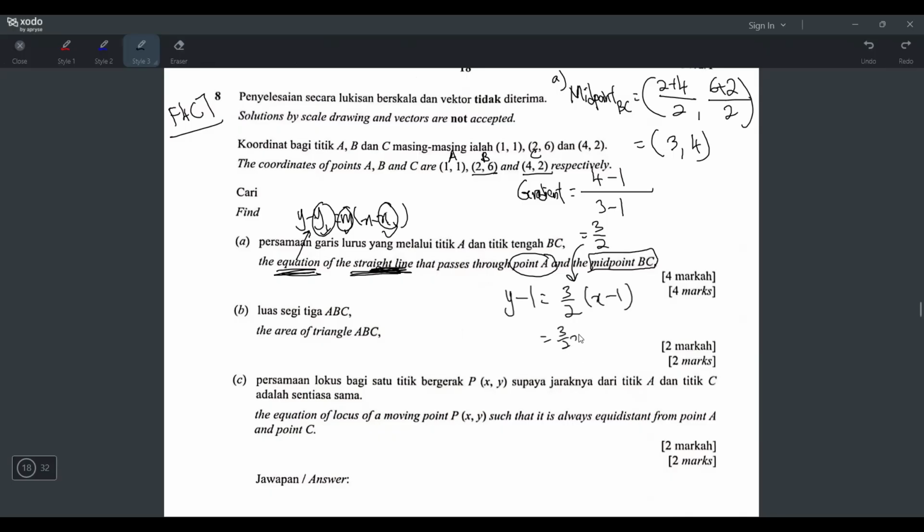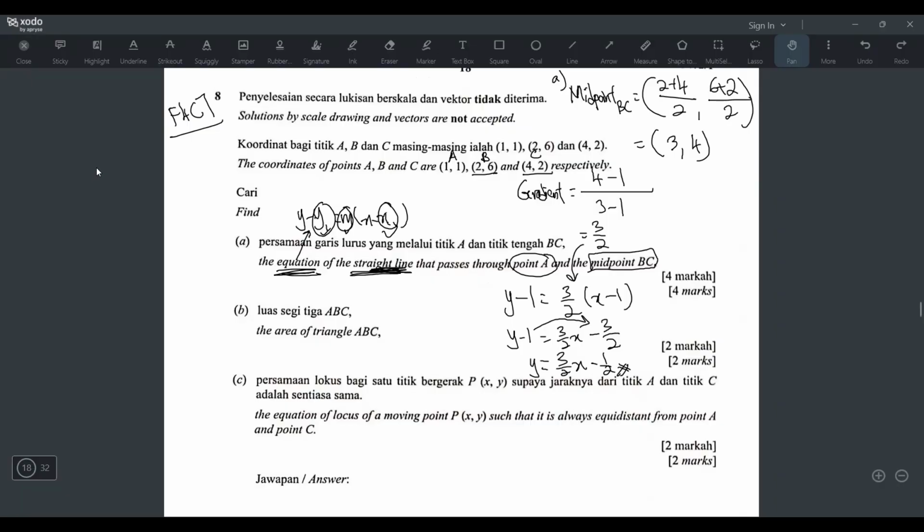3 over 2 times x is 3/2 x, times negative 1 is minus 3/2. And then this will be y minus 1. And if we make it linear form, so y equals 3/2 x, the minus 1 I move here become plus 1. Negative 3/2 plus 1 is negative 1 over 2. So this is the equation of straight line. Y equals 3/2 x minus 1 over 2. Okay, that's all. Now we can continue with B.